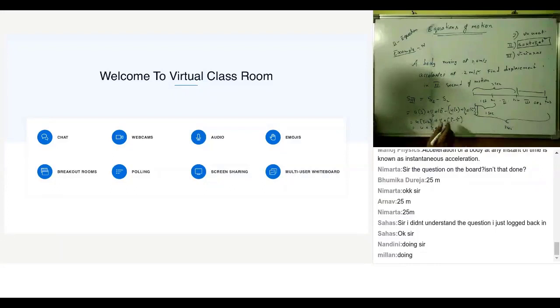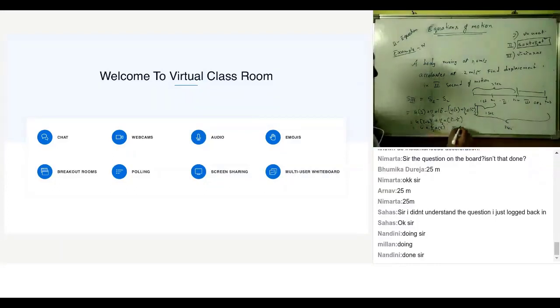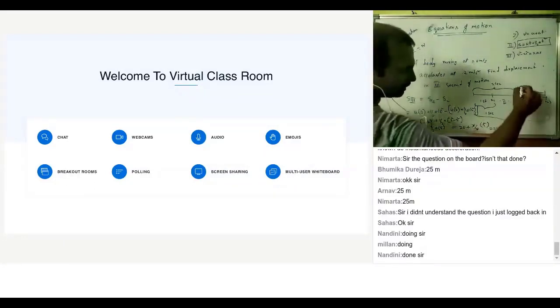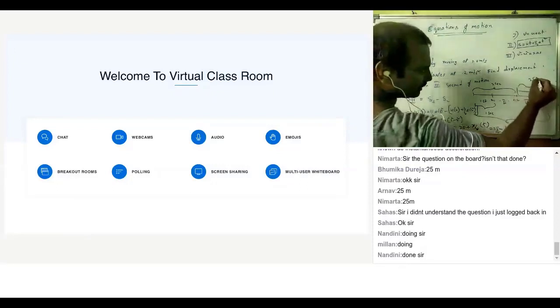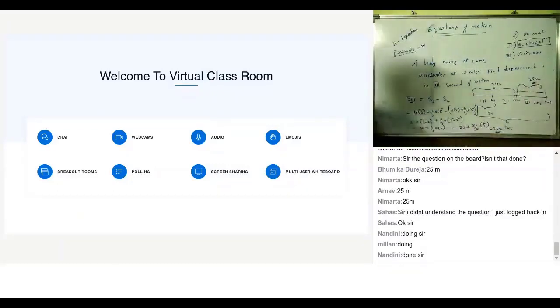Plus half a into 3 square minus 2 square. 3 square is how much? 9. 2 square is how much? 4. Right. So let me put the values. u is how much? 20 plus a is how much? 2 by 2 into 5. 2 cancels. What is the answer? 25. This part is how much? 25. So I hope you understand the difference between 3 seconds and third second.